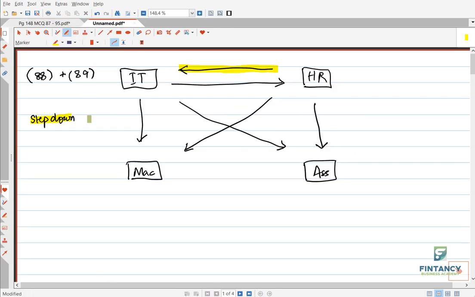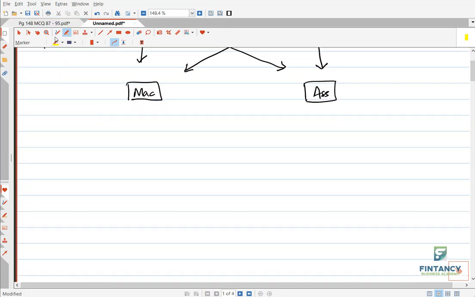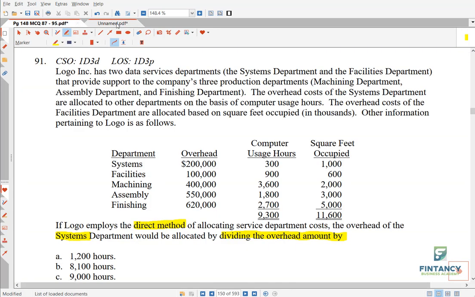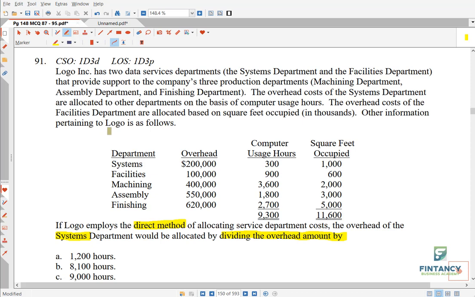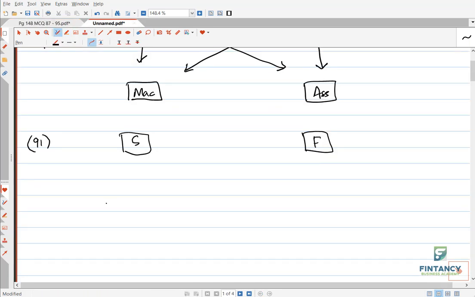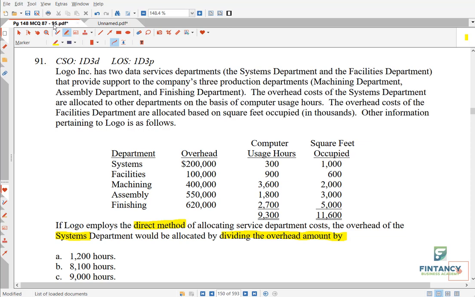Let us quickly draw this again. Always draw this diagram to make sure that you don't make mistakes. So I'm writing here systems and facilities, that provide support to the company's three production departments: machining, assembly, finishing. Both are F, that's why I am writing FIN.